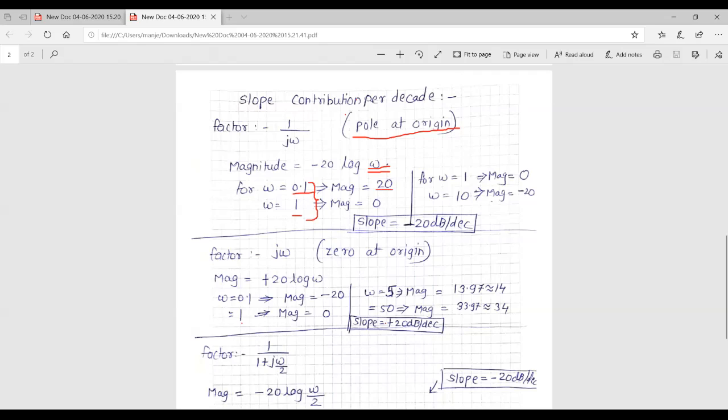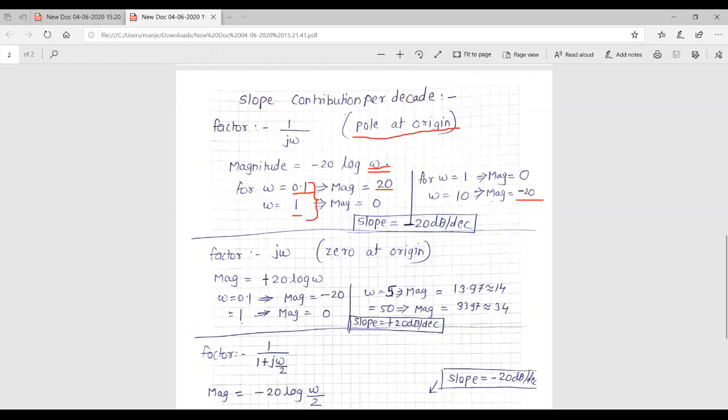Same goes for another decade, that is 1 to 10. So magnitude for omega equal to 1 is 0. Magnitude for omega equal to 10 is minus 20. Is anyone calculating, or is this speed right? Yes, ma'am. This is right.